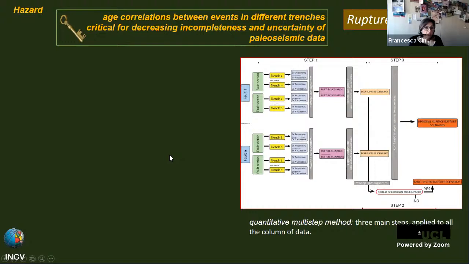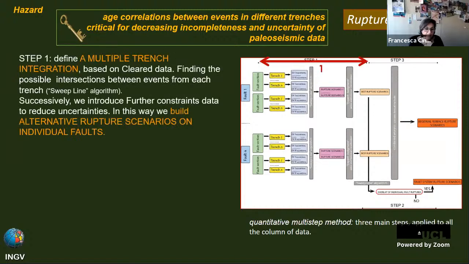The search of age correlation between events from different trenches is critical for decreasing incompleteness and uncertainty of palaeoseismic data. We apply this quantitative multi-step method. This is composed of three main steps.